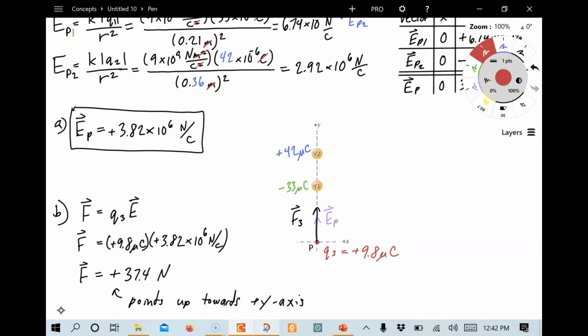Just one thing to be sure, that we canceled out our coulombs, and when I did my calculation, I included this times 10 to the minus 6th for the micro. And then we end up getting this value here.